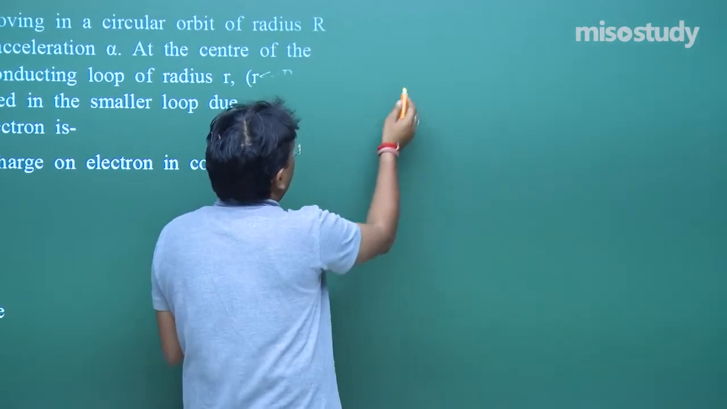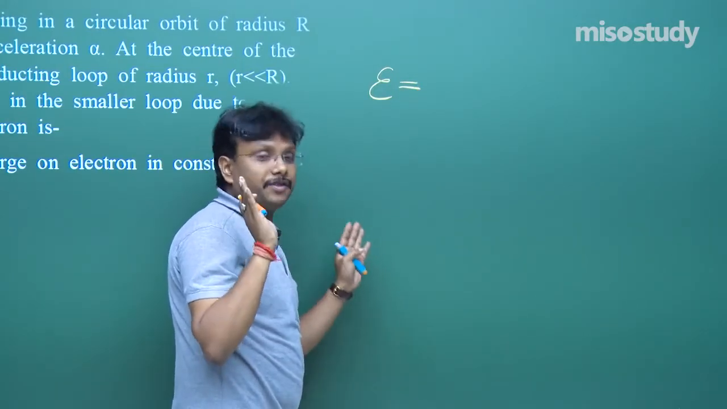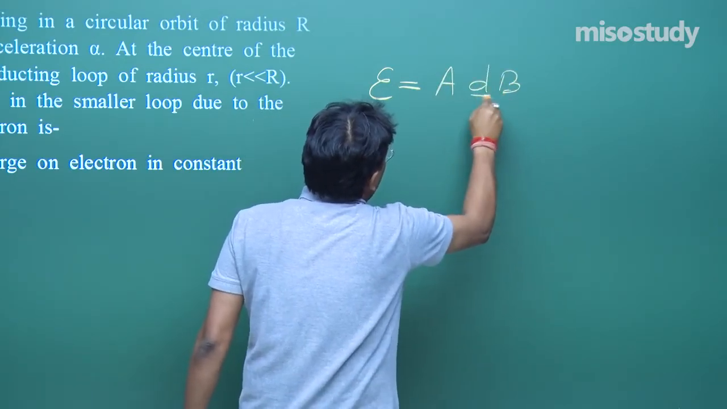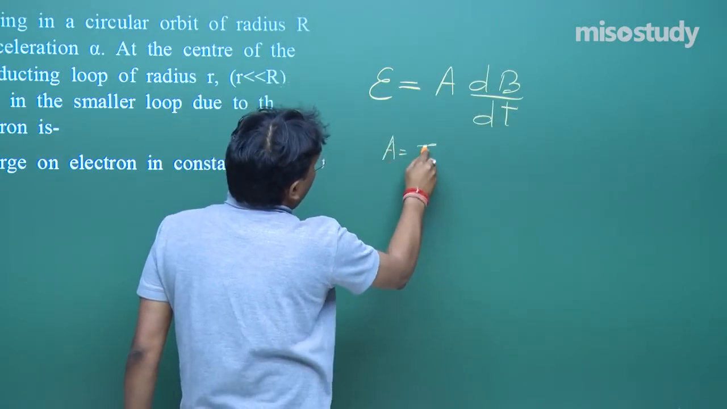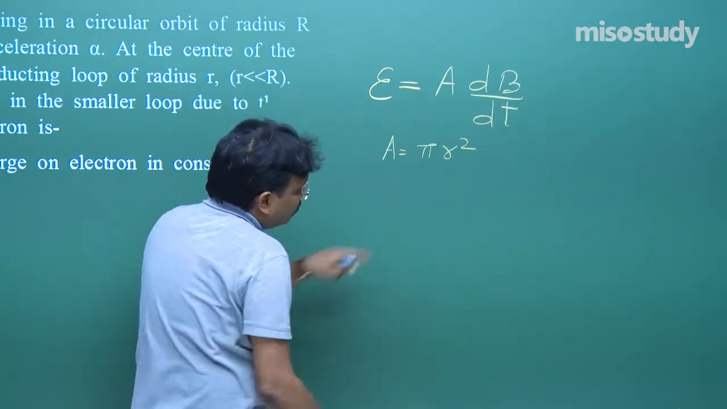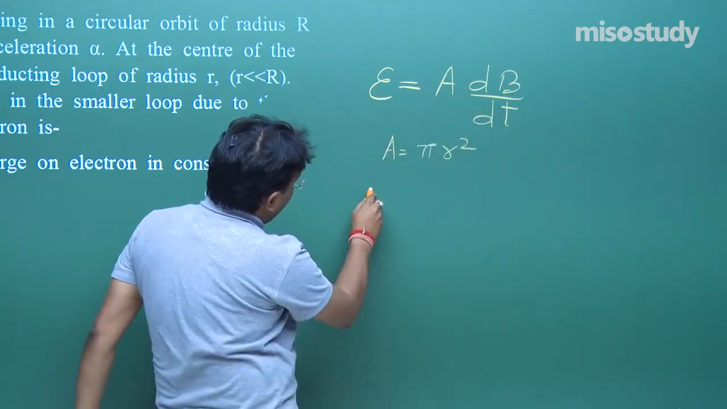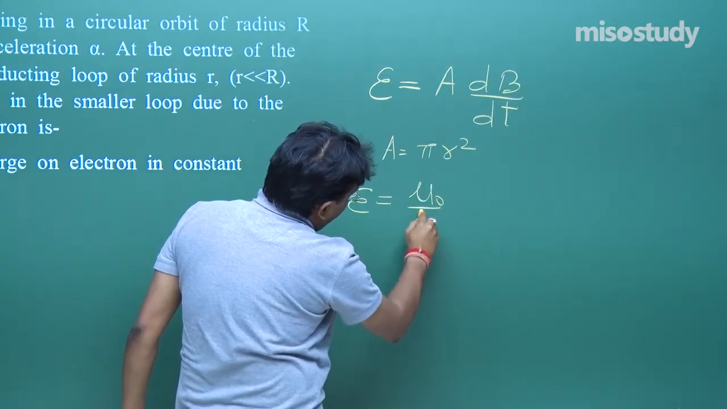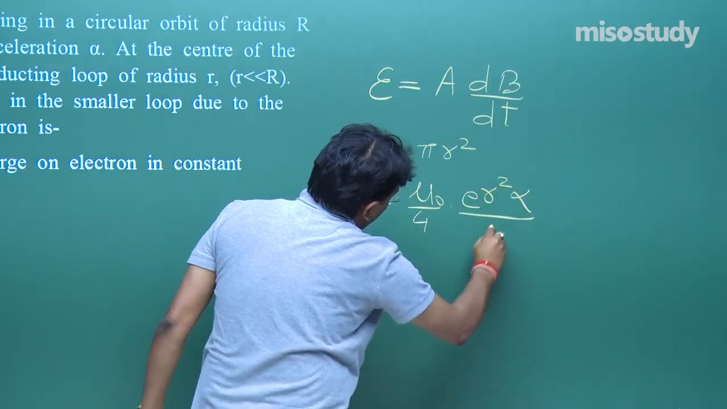Now let me present over here the formula required for the solution of this problem, that is A dB upon dt. Now A is equal to pi r square, you know that circular area. So this B is something that is given as, directly I am writing the formula, mu naught upon 4 pi, e r square alpha upon r.